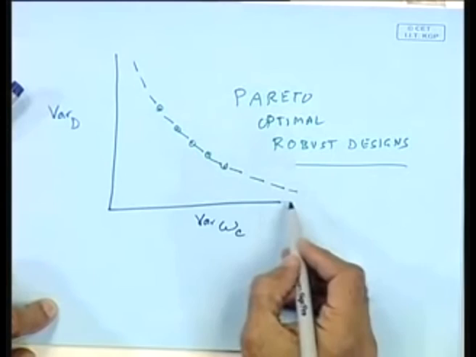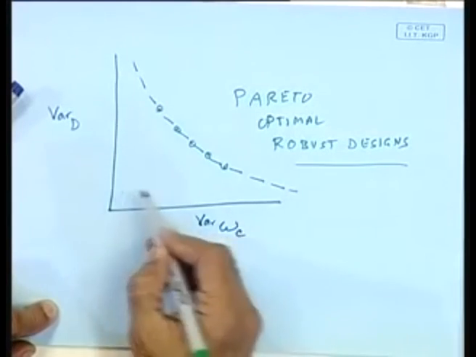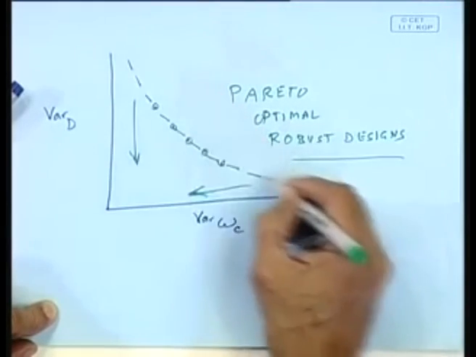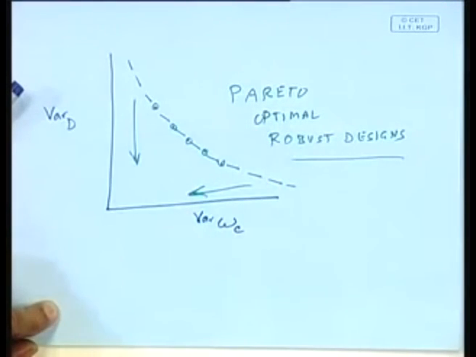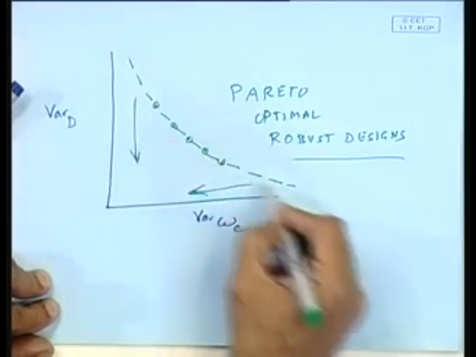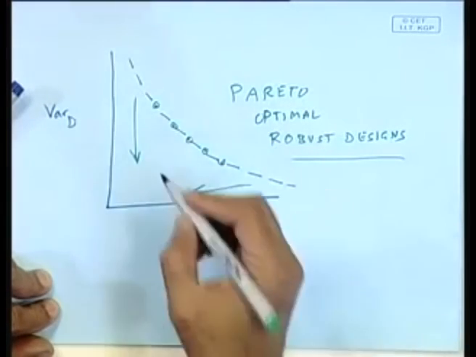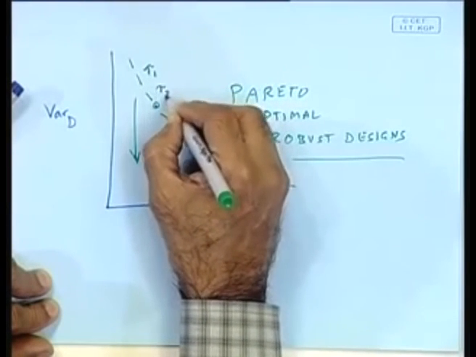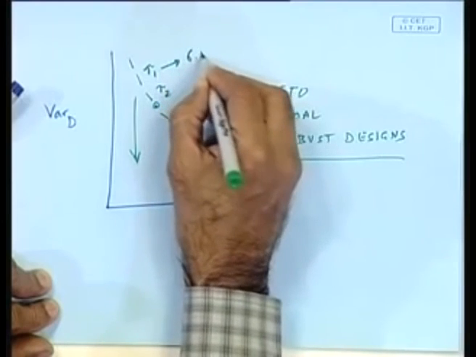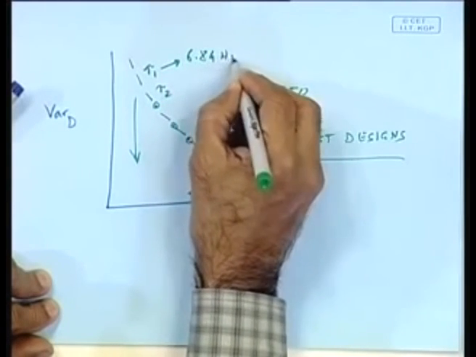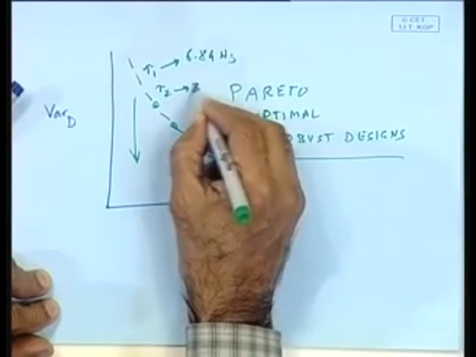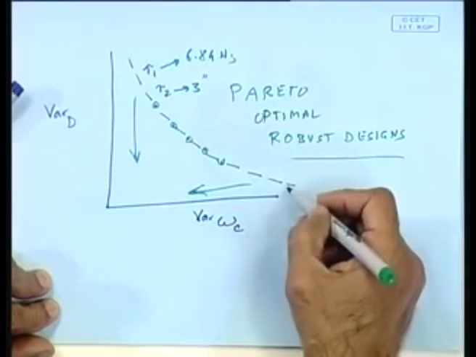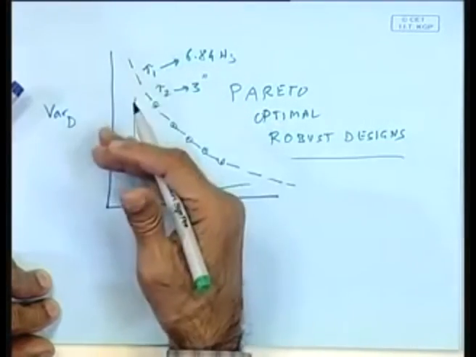So I end up with minimizing this as best as I can. I'm coming this way, and also I'm trying to come this way. And these are the best designs. If you go below this, your target values will not be met. These are the designs that give you the targets, both tau 1 and tau 2. Tau 1, remember, was 6.84 hertz, and tau 2 was 3 inches. Both of these would be met on all of these points, but as far as variance is concerned, you can't really get better than this.